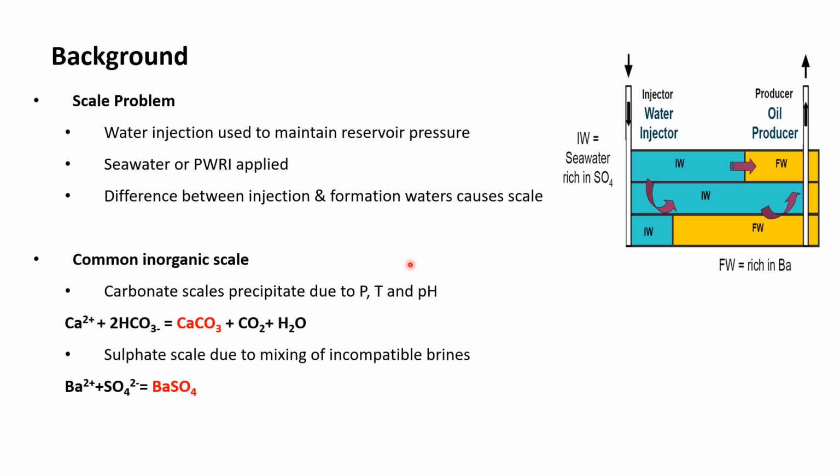The common inorganic scale problems are carbonate scale or sulphate scale. Carbonate scale is precipitated due to the change in pressure, temperature or pH, and sulphate scale is due to the mixing of incompatible brines.